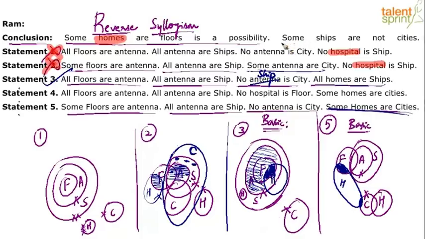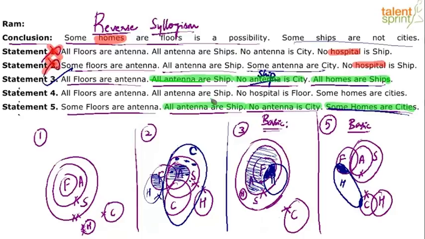What is the second conclusion? Some ships are not cities. Is that true? Well, yes, like what we have seen in the previous case. In statement 3, the same is applicable for statement 5 as well. If you see, I'll highlight two portions here. Look at this: all antenna are ship, no antenna is city. Here also, all antenna are ship, no antenna is city, and some homes are cities. So the same statements.